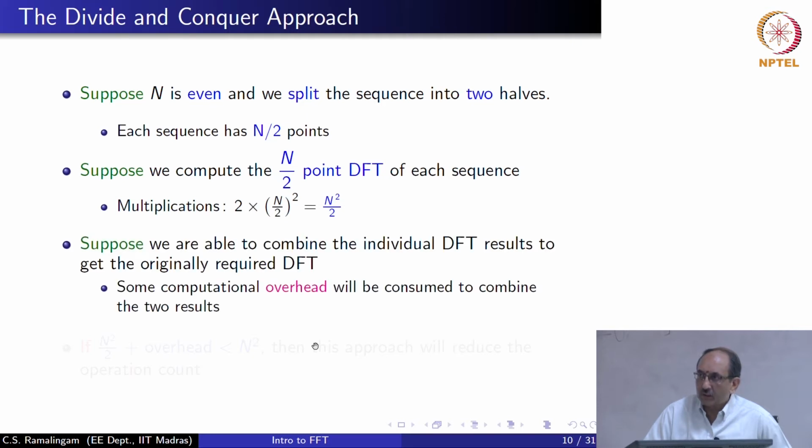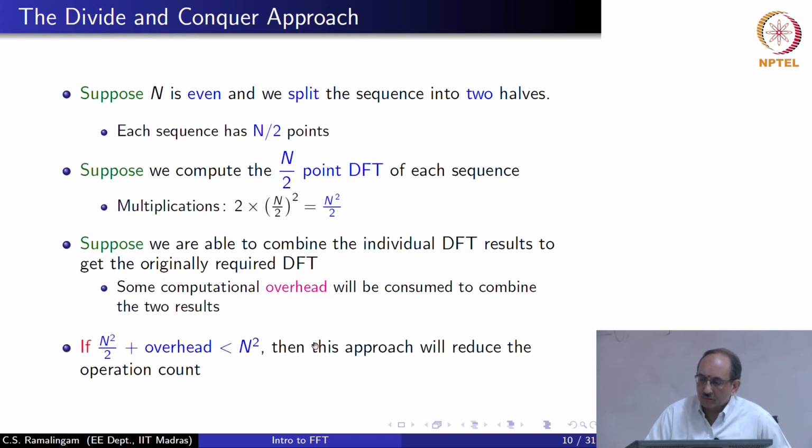And remember, you are really interested in the DFT of the whole sequence, not of the individual sequences. So, presumably there must be some overhead to combine these two individual DFTs. First of all, we do not even know whether they can be combined, but assume they can be combined, surely it is not going to come for free, there is going to be some overhead. So, the new computational burden is n square by 2 plus overhead, and if this turns out to be less than n squared, then this approach will reduce the computational burden, otherwise there is no use.